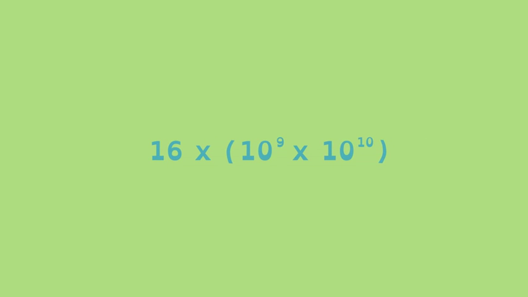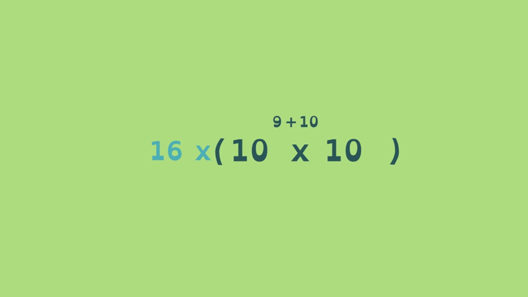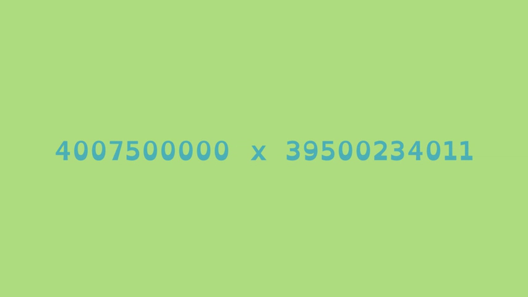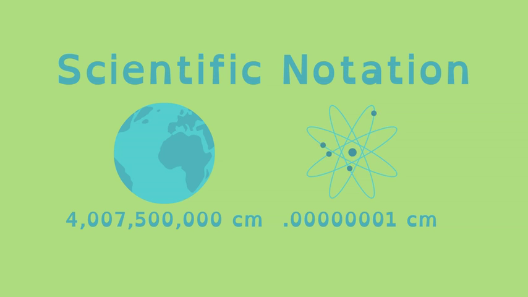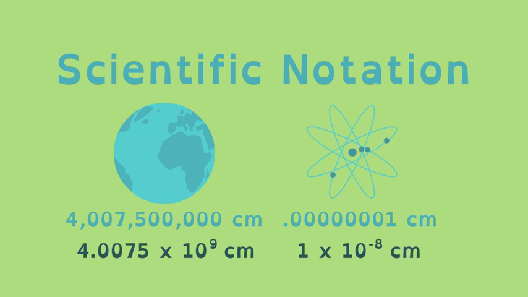Next, you multiply the powers. We know when powers are multiplied, exponents are added. Here we get 10 to the power of 19. The product of these two numbers is very close to 16 times 10 to the power of 19. As you can see, scientific notation makes it much easier to do math with extreme numbers.